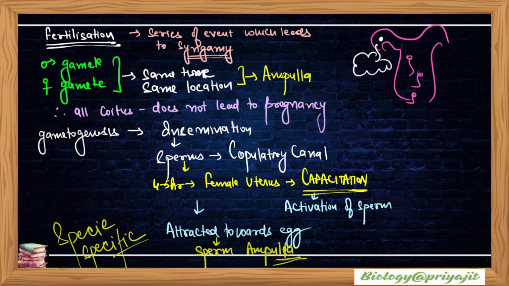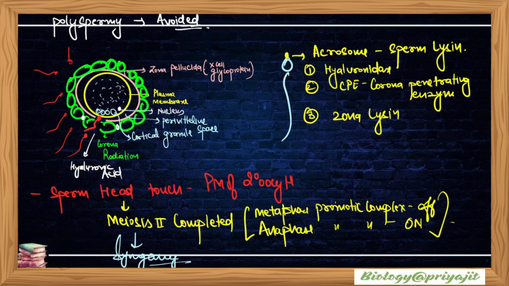Then sperms are produced. They move into the copulatory canal. After 4 to 5 hours in the female tract, the sperms undergo capacitation, then activation, and then they are attracted towards the egg at the ampulla. This is a species specific process. Polyspermy is avoided in that situation. Surrounding the ovum there is the zona pellucida. Inside the zona pellucida there is the plasma membrane, the nucleus, the perivitelline space, and the cortical granules.